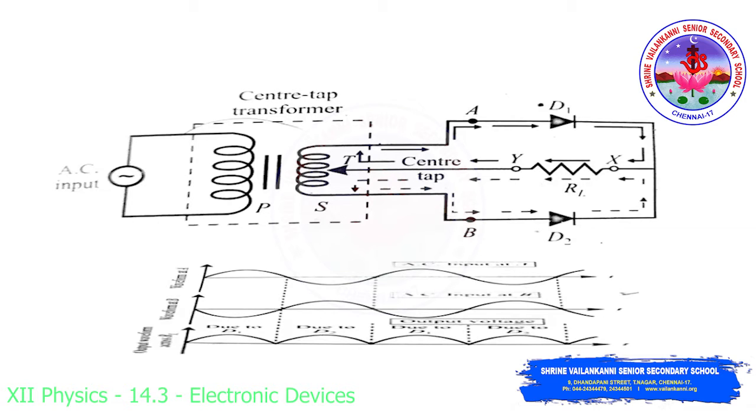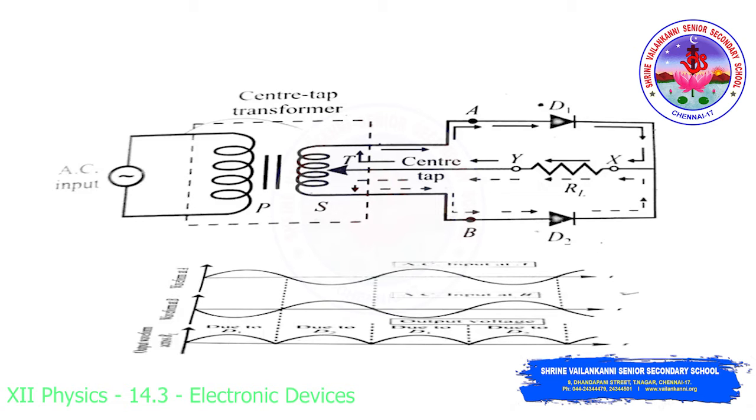Now, the input AC signal is fed into the primary coil of the transformer. The two ends A and B of the secondary are connected to the diodes D1 and D2. The secondary is center tapped, and the load is RL. How it works we can see. The voltages at end A, which is the input to D1, and end B, to D2, with respect to the center tap, are out of phase with each other.